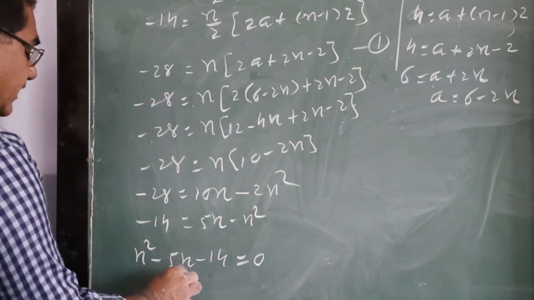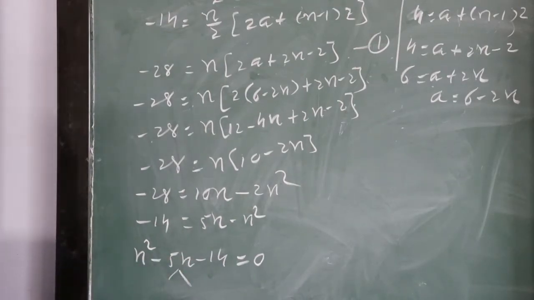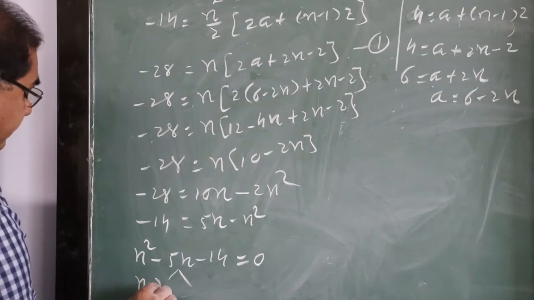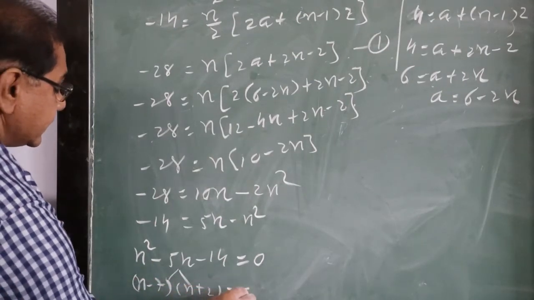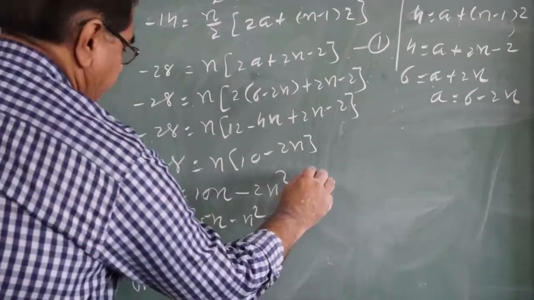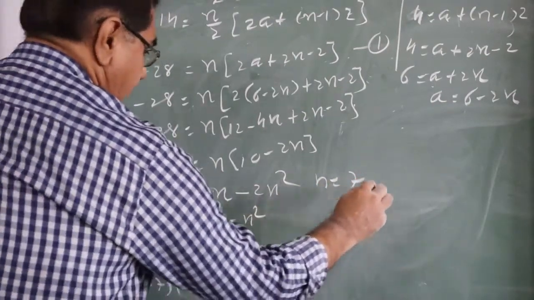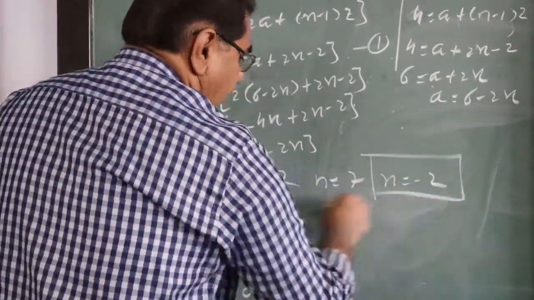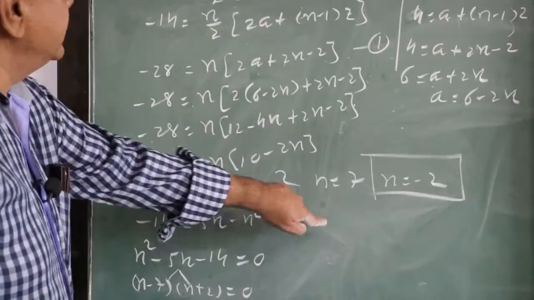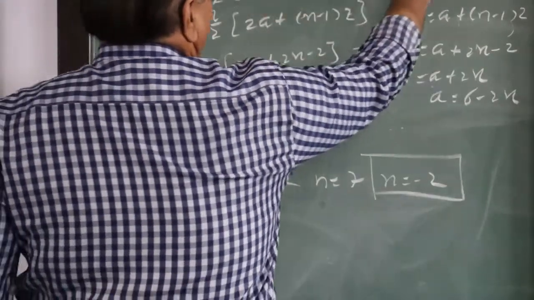So you can split the middle term, 7 2s are 14. So it is (n minus 7)(n plus 2) is equal to 0. So your value of n is equal to 7 or n is equal to minus 2. But the number of terms cannot be negative. So n is equal to 7.